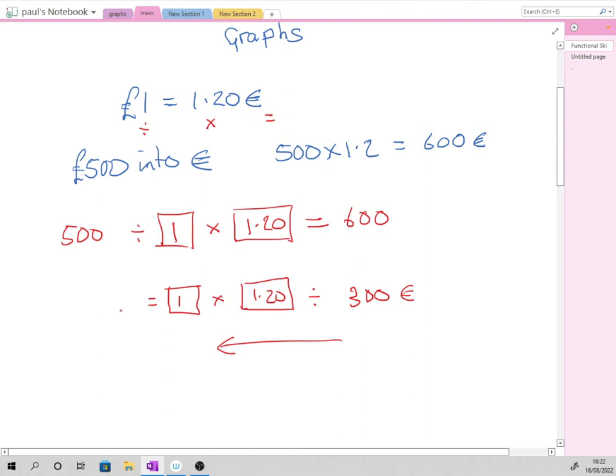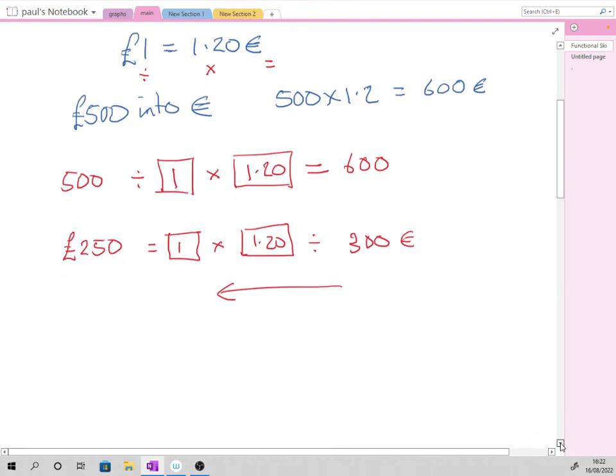So 300 divided by 1.2 times 1, which is exactly the same, gives you 250 pounds. So when you've got these conversion rates, try to remember the divide, multiply, equals, whichever side you're coming from. So you're either going to start with a pound sign and go over to the euros, or start with the euros and go over to the pounds. Now, the reason why we divide by 1 and we multiply by 1 is just in case they're different numbers.